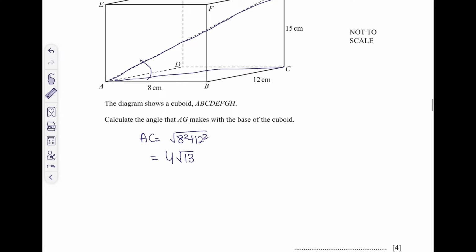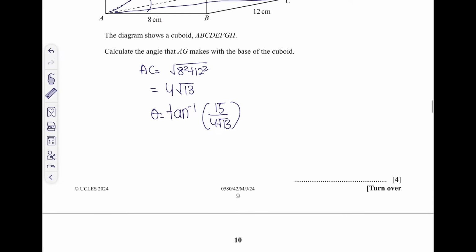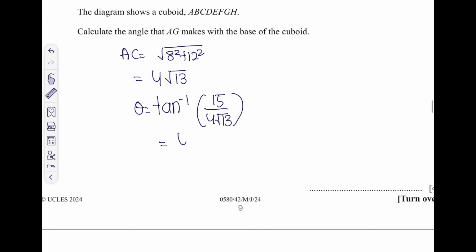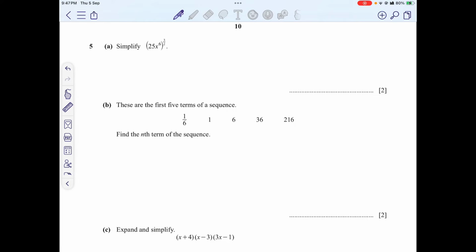Then in order to find this angle, I have the opposite and the adjacent, so I can use tan theta. So theta would equal tan inverse. The opposite value is 15 and the adjacent value is 4 root 13. Tan inverse of 15 over 4 root 13 is going to give you basically 46.1 degrees. So now we'll be looking at question number 5.